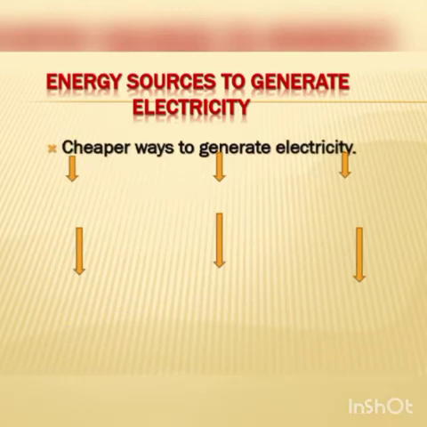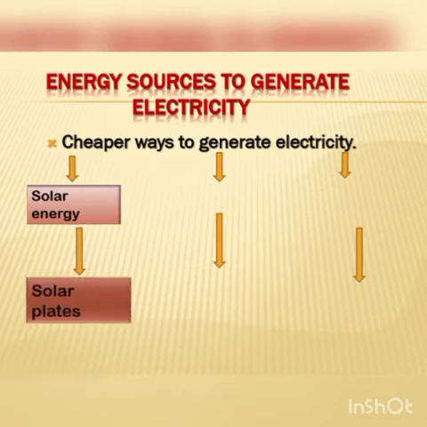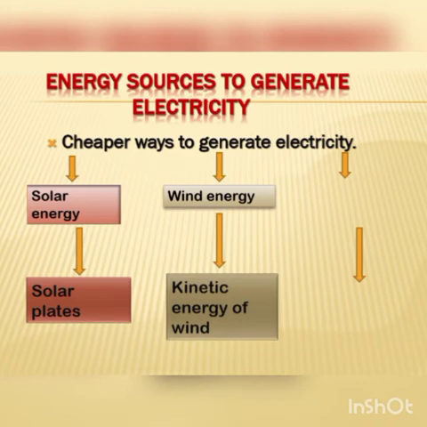First one is solar energy. In solar energy, sunlight is used to produce electricity, and the thing which is used to catch the sunlight is the solar plates. These solar plates or solar panels can catch the light of the sun during daytime, and they can convert this energy into electricity. Second one is wind energy. With the help of the kinetic energy of wind, electricity can also be produced with the help of windmills.